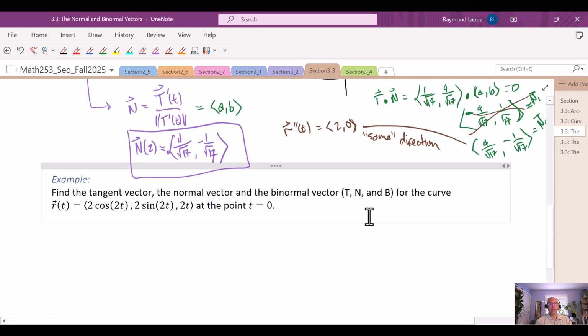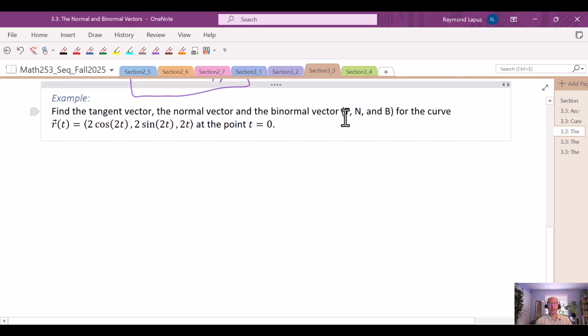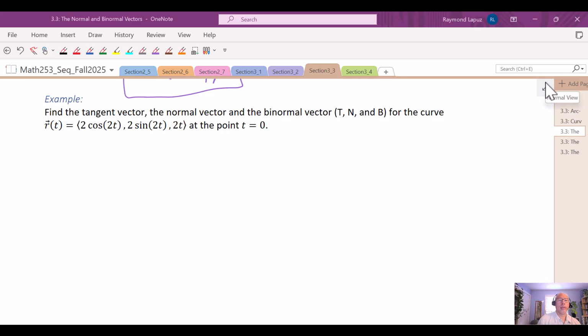This time let's do it in 3 dimensions, and this time we're looking at not just the t and the n, but also the binormal vector, the b. So let's take the derivative. We will have r prime of t is equal to, so the derivative of cosine is negative sine. There's a 2 here, and an extra 2 would come out when we do the chain rule. So we'll have negative 4 sine 2t. And same idea here for cosine 2t, and then a 2.